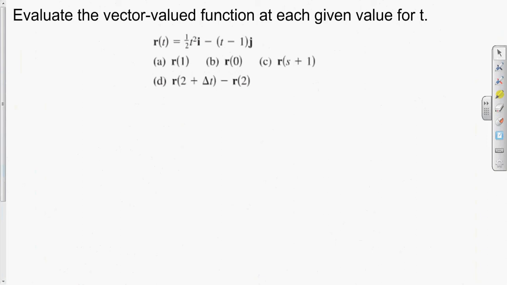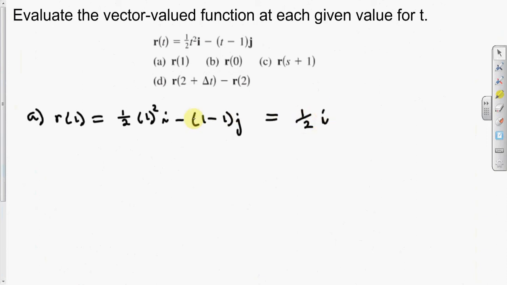Evaluate the vector valued function at each given value for t. So let's take part A. We're going to find r of 1. So this is 1/2 times 1 squared i minus parentheses 1 minus 1 j. So that just gives us 1/2 i. The 1 minus 1 goes out, and so that's all we have there.